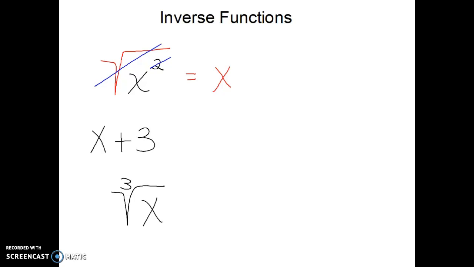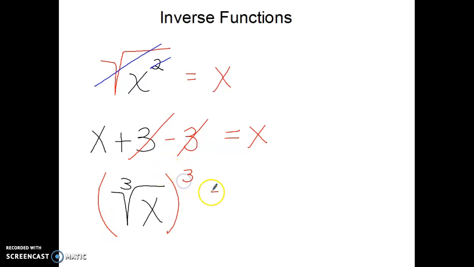In my second expression, I have x plus 3. The inverse of adding 3 would be to subtract 3. And in my third example, I have the cube root of x. If I raise that to the third power, I would get an answer of x. A cube root and cubing something are inverse operations.